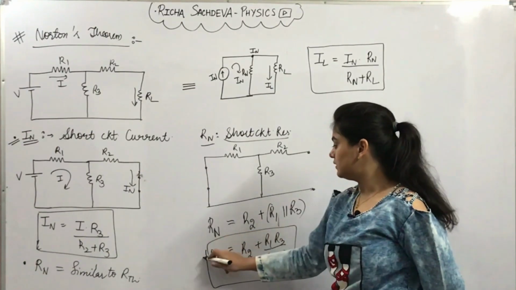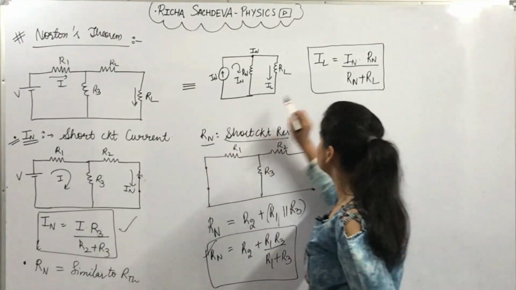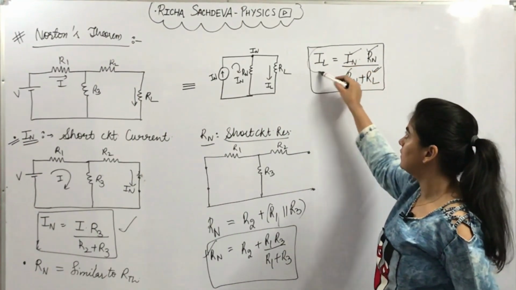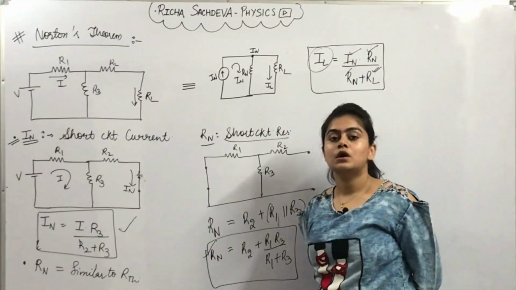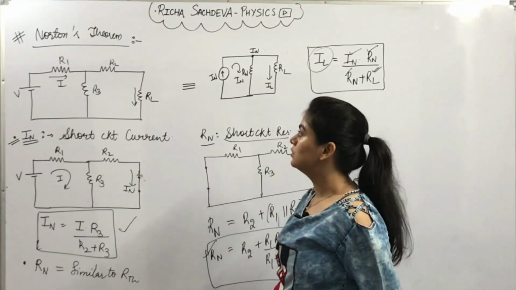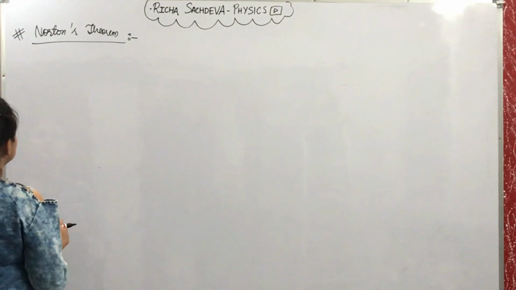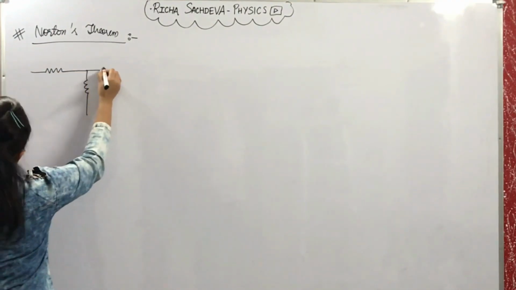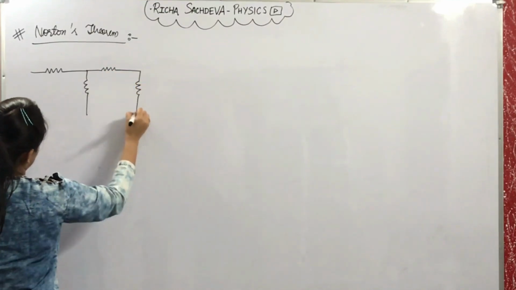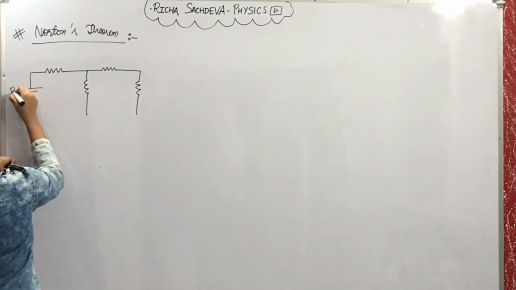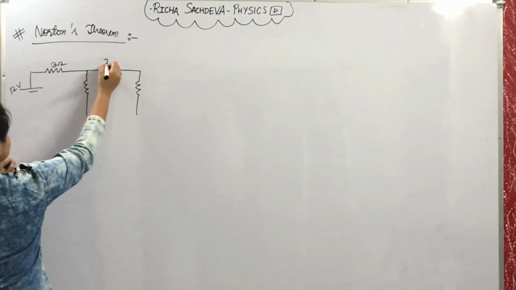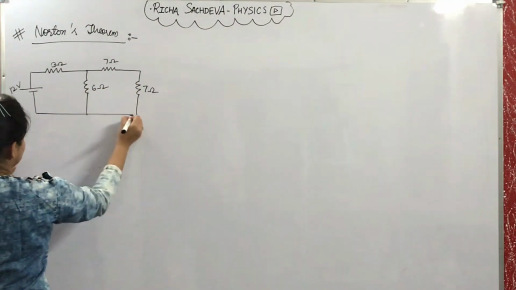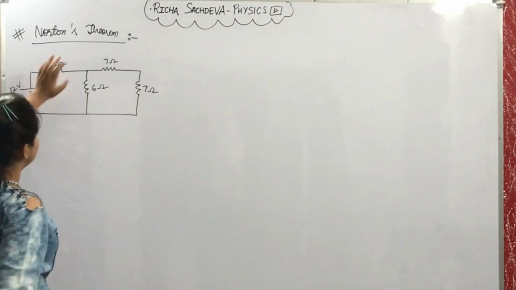So in this way we can calculate RN and IN, then we can substitute the values of IN and RN in this formula, and RL is known. So we can calculate IL by this formula. Now let us try to understand this more clearly with the help of an example. Let us say this is 12 volt, this is 3 ohm, this is 7 ohm, this is 7 ohm, this is 6 ohm. So solve it with the help of Norton's theorem.